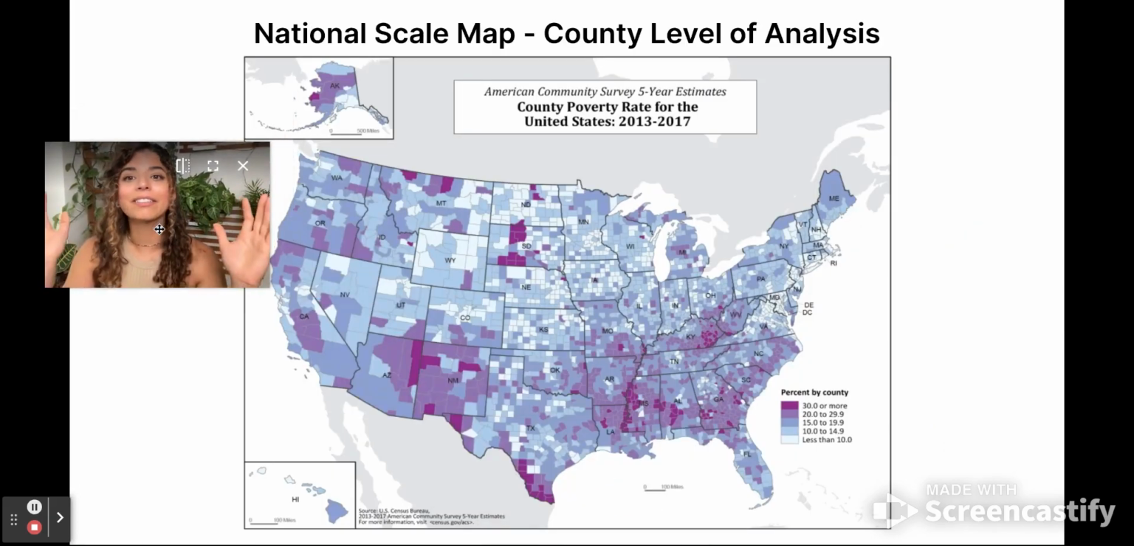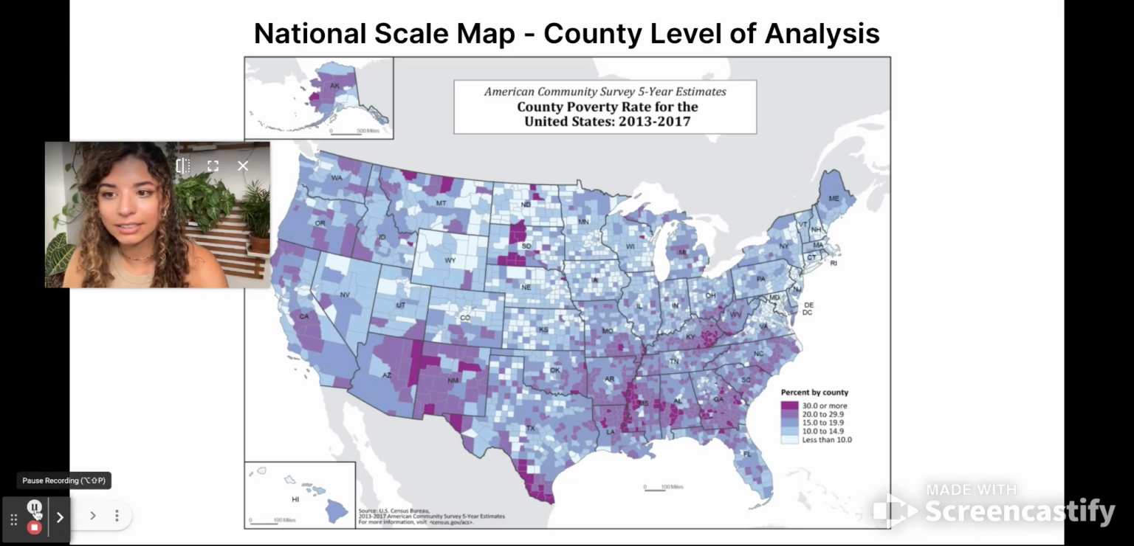So at an even smaller scale, right? Here we have county levels of analysis. So at the county level, it goes even smaller.